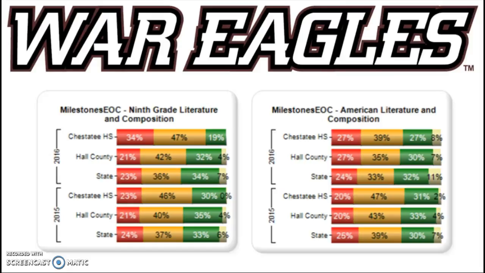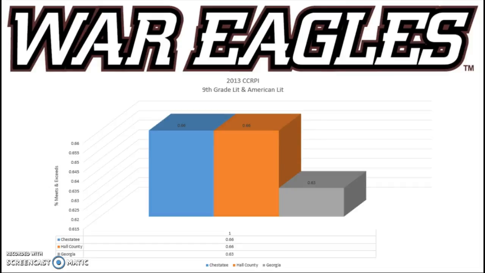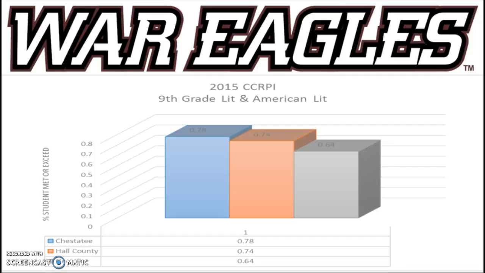And the same in 2015-2016 in American Lit, where you see, again, an upswing of 7% of our beginners. However, when you compare it to the state in our meet and exceed through our CCRPI, you can see that we are 3% above them and tied with Hall County at 66% to 63 in 2013. But in 2014, we're at 70% compared to 64% in the state. And then again, above both Hall County and the state, with nearly 78% of our students meeting or exceeding.